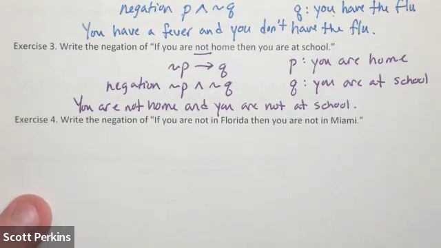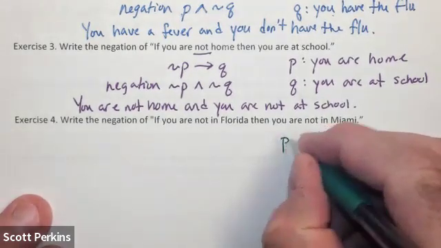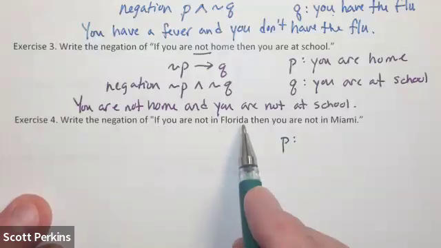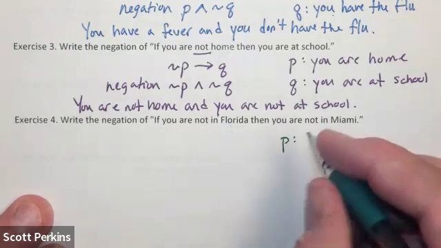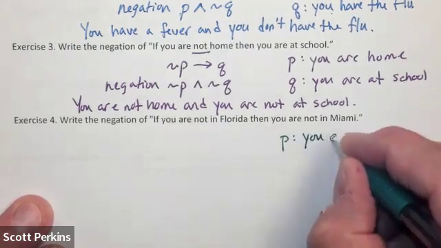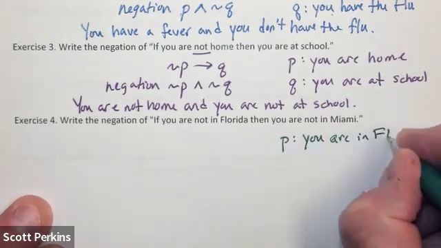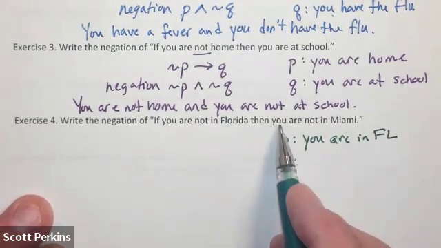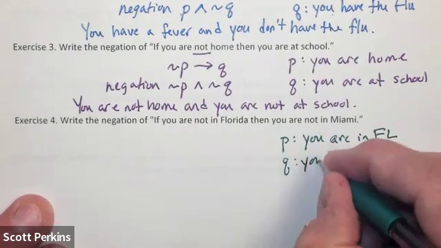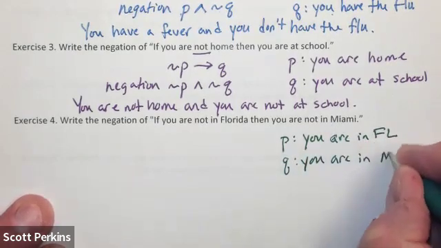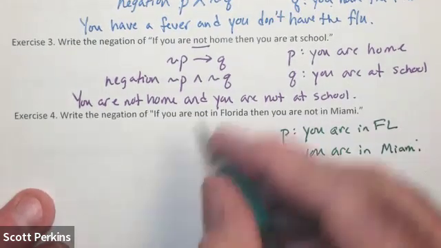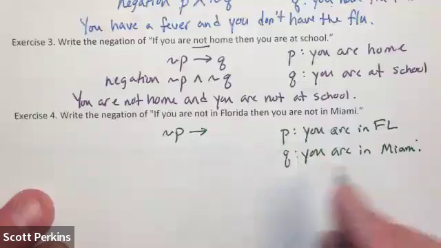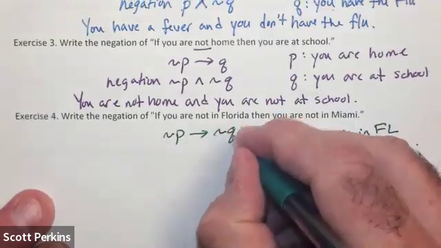Okay, here goes. So what we're going to do is define P from my statement: if you are not in Florida, then you are not in Miami. We define our simple statements in the positive, so P is: you are in Florida. Then statement Q, since this says you are not in Miami, we define it positive: you are in Miami. So my statement, when I translate it into symbols, is: if you are not in Florida, that is squiggly P, then you are not in Miami, squiggly Q.